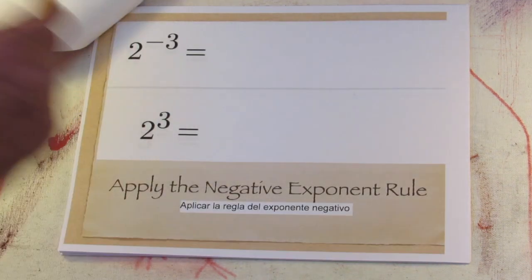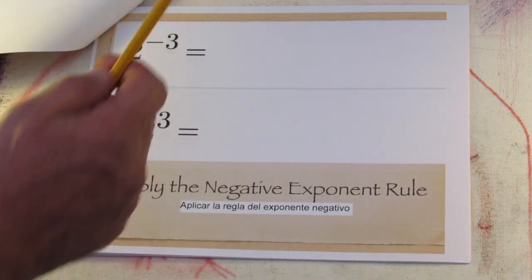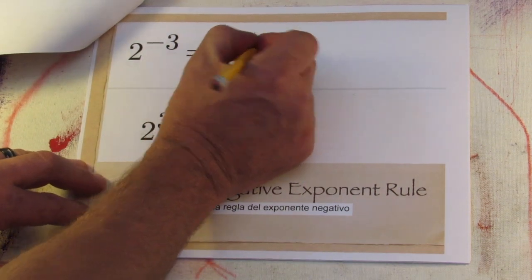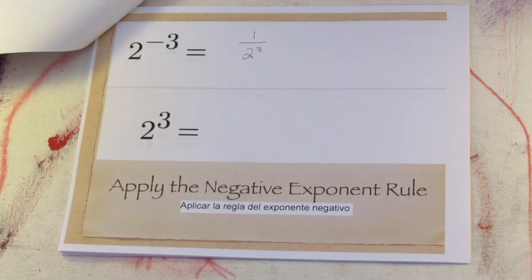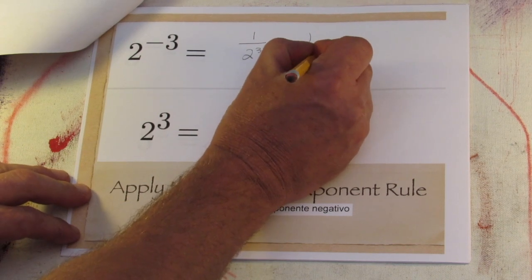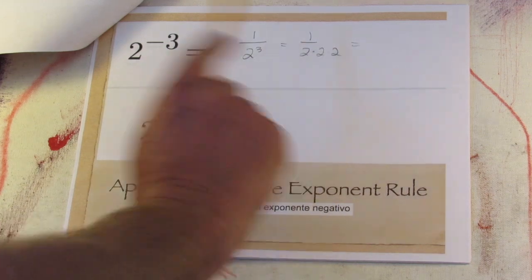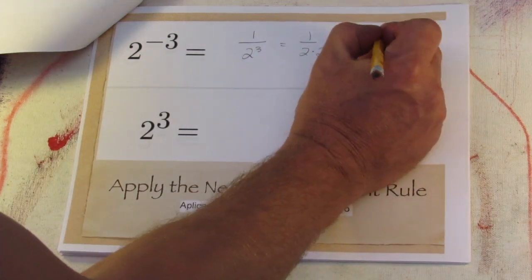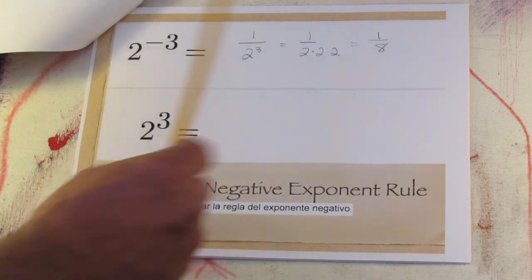Alright, here we've got 2 to the negative third power, and I say that it makes that 2 smaller. Let's see what happens here. Well, that's 1 over 2 to the third power. 2 to the third power is 2 times 2 times 2, so this would equal 1 over 2 times 2 times 2. And simple math here would be 2 times 2 is 4, times 2 more is 8. And 2 to the negative third power made that 2 much smaller.